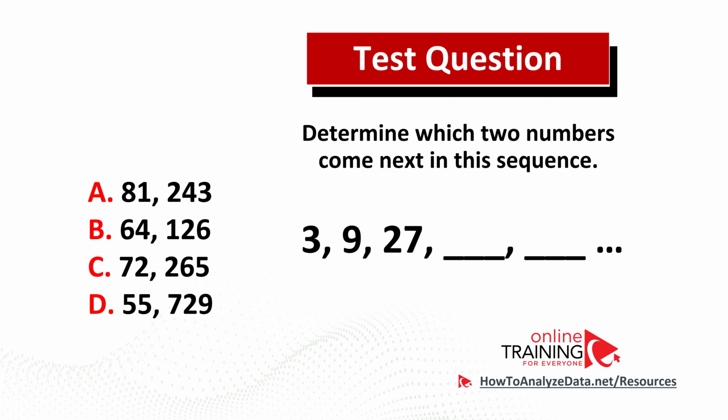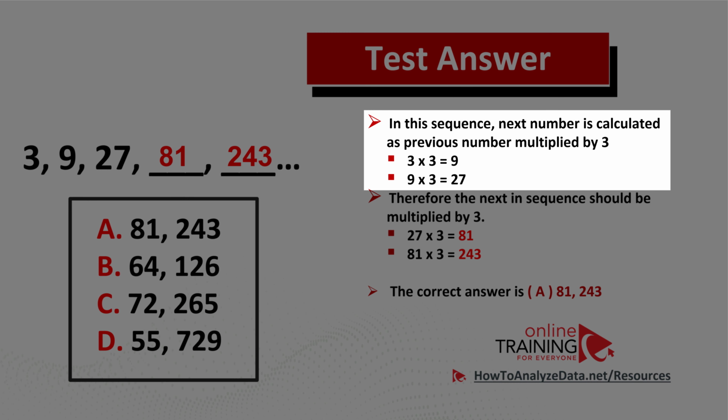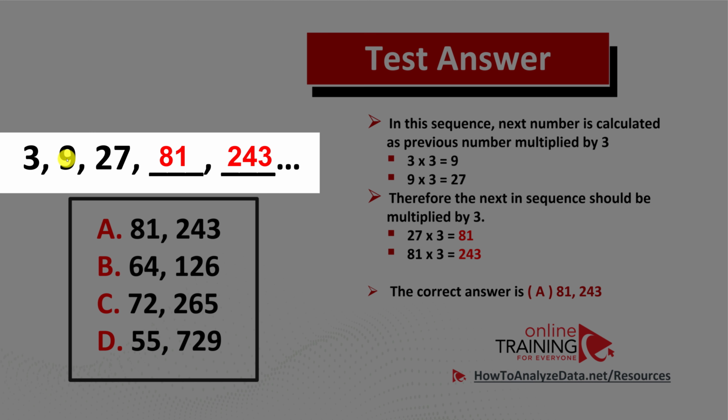Did you figure out the solution? Let's continue to see how we can solve this challenge and get to the correct solution together. To solve any sequence type questions, you need to determine the pattern. And in this particular sequence, the next number is calculated as the previous number multiplied by 3. So you have the 9 calculated as 3 times 3. 9 times 3 is 27.